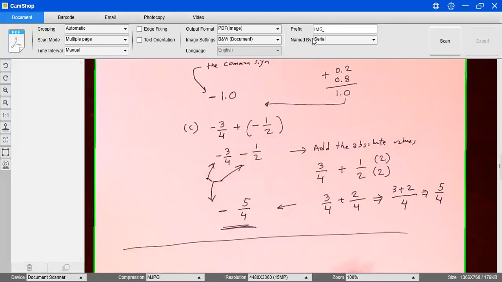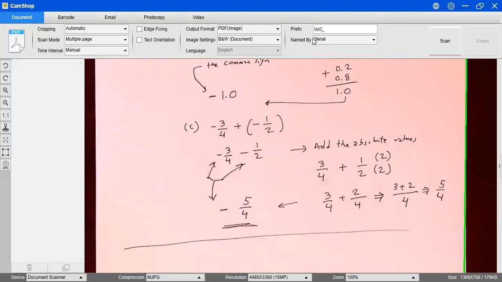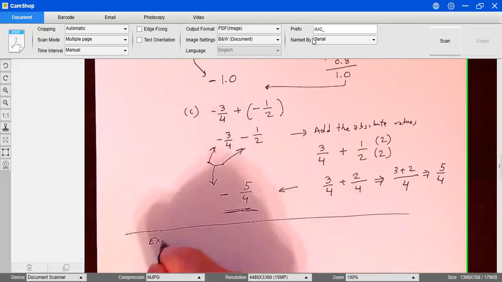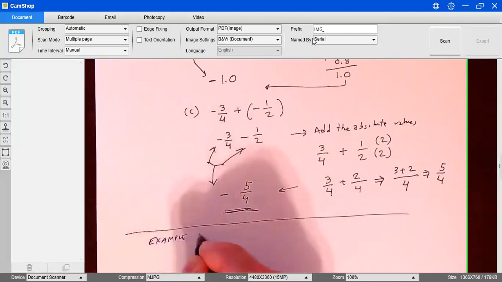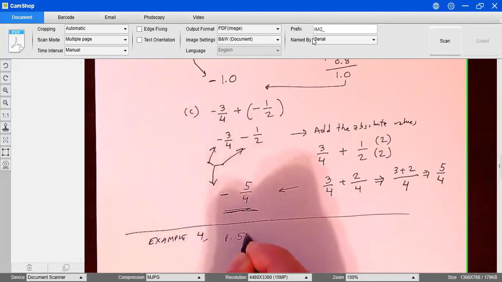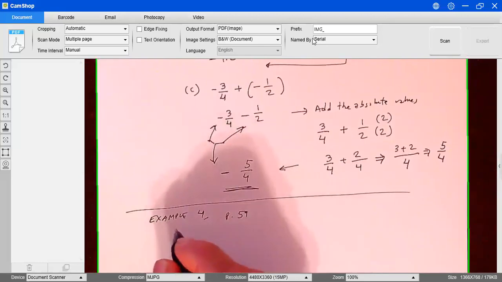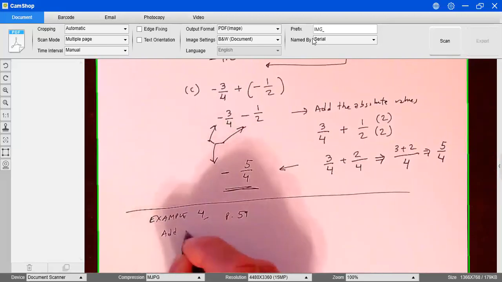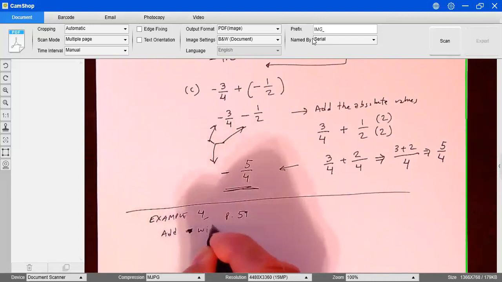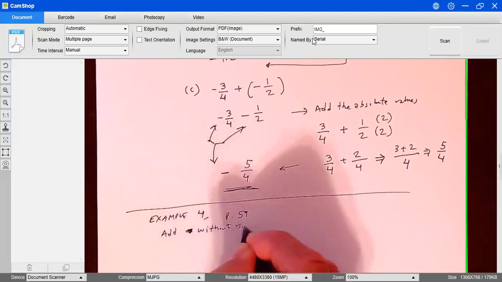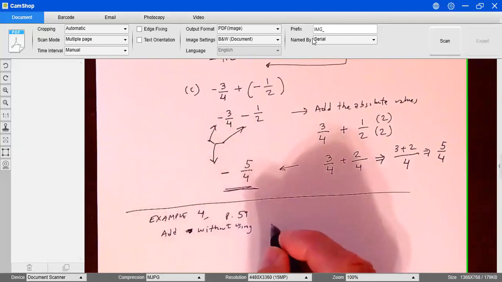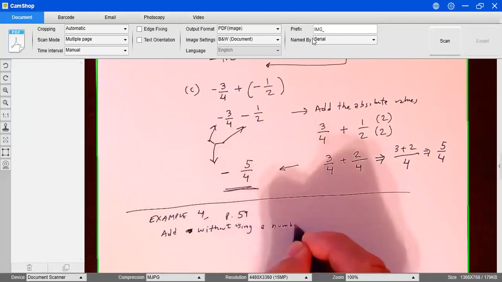Now we're going to continue solving more examples. So we have example 4 on page 59. Now we're going to do the same thing. We're going to add without using a number line.